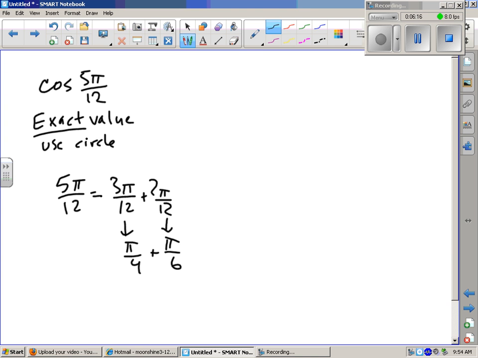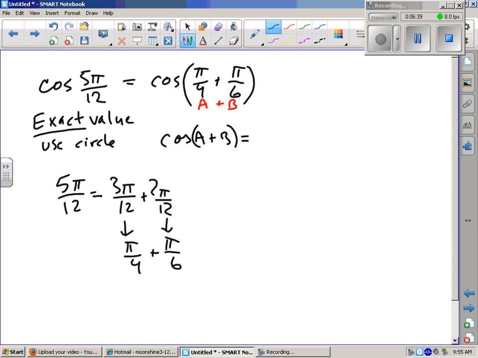Now those are on the circle. So those become our A and our B. Cosine of pi over 4 plus pi over 6, these become the A and the B. So we're going to use the cosine A plus B formula. Now I highly recommend that you write it down. The cosine of A plus B equals, all right, let's see if we can do it from memory. Sine has same sign, so that means cosine has different sign, but same words. So cosine A, cosine B, and then sine A, sine B.